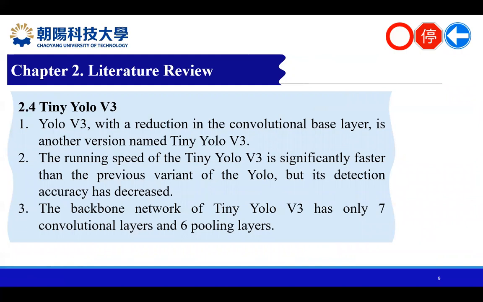The other method is tiny YOLO V3. YOLO V3 with a reduction in the convolutional base layers is another version named tiny YOLO V3. The running speed of tiny YOLO V3 is significantly faster than the previous variants of YOLO, but the detection accuracy has decreased. So it has its plus and minus. The backbone network of tiny YOLO V3 has only 7 convolutional layers and 6 pooling layers.